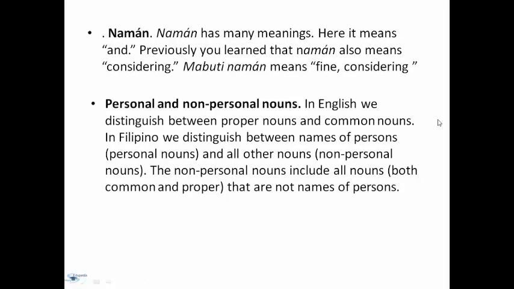Personal and non-personal nouns. In English, we distinguish between proper nouns and common nouns. In Filipino, we distinguish between names of persons and all other nouns, such as personal nouns and non-personal nouns. The non-personal nouns include all nouns, both common and proper, that are not names of persons.